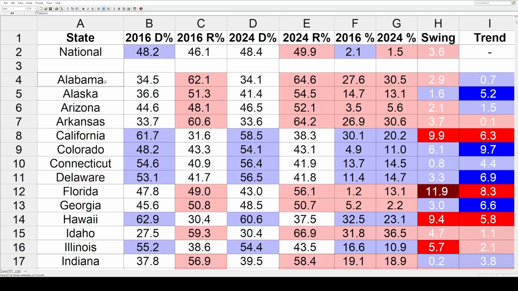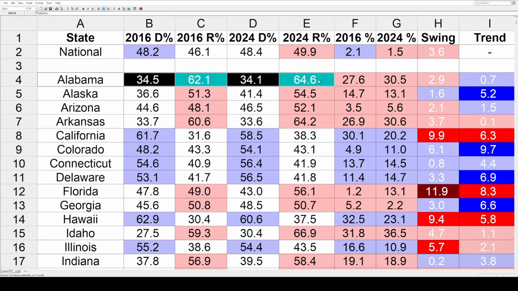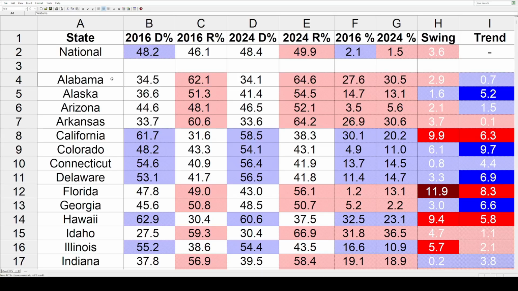We're going to look at Alabama first. In 2016, Hillary Clinton got 34.5% here. Trump won it with 62.1. In 24, Harris ticked down slightly to 34.1, and Trump went up a little bit to 64.6. That margin for Trump in 2016 was 27.6. The margin for him in 2024 was 30.5. That means the state swung 2.9 toward Trump and the Republicans. So he clearly improved, but the national popular vote moved 3.6. So Alabama did not move quite as much as the entire nation did. So the trend in this state is going to be 0.7% toward the Democrats. So hopefully it all makes sense, but I think we can quickly go through the rest of these states.